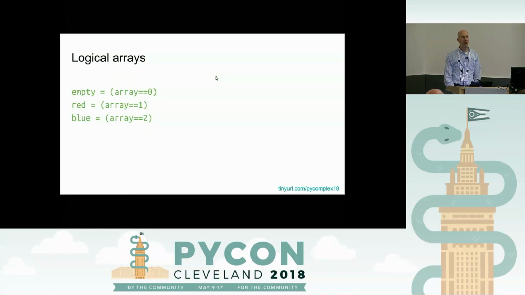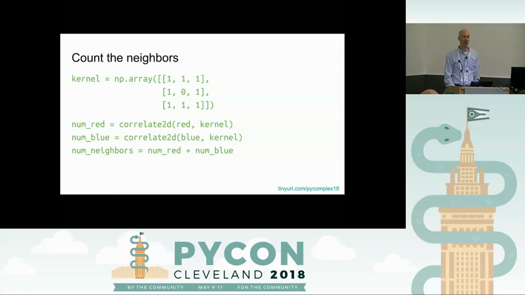And now I want to figure out who's unhappy and start swapping agents around. This is the dynamic part of the model. So the first part, I'm going to make 3 logical arrays. In each case, I'm going to take my grid, and I'm going to select all the elements that are 0. So empty is going to be Boolean. It'll be true and false. It'll be true where a cell is empty and false elsewhere. And similarly, red is going to tell me where all the red agents are, and blue tells me where all the blue agents are.